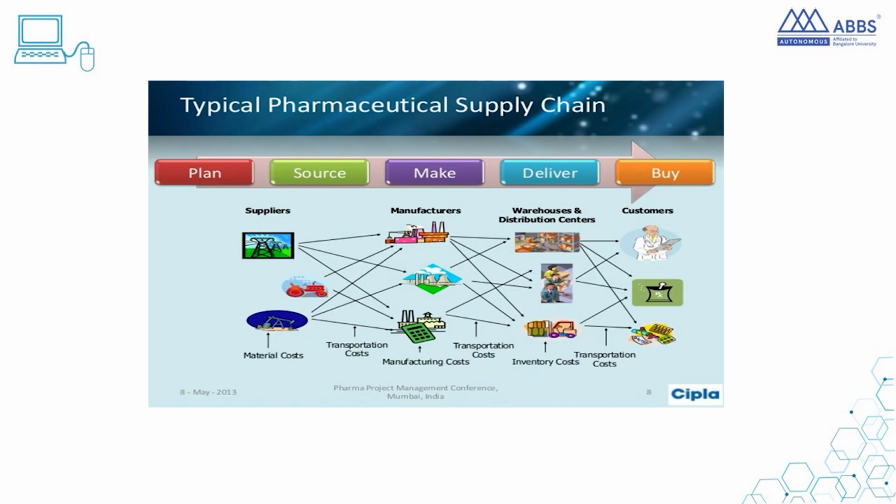Now in the diagram, what we are seeing is that a typical pharmaceutical supply chain might comprise certain activities like, in the first stage, material costs, transportation costs, manufacturing costs. Your supply chain activity is also enabled to identify these costs, and you can also see the lines linking suppliers to manufacturer, warehouse and distribution centers to the customers. Now in this whole process you can see there is a multi-layer of activities.